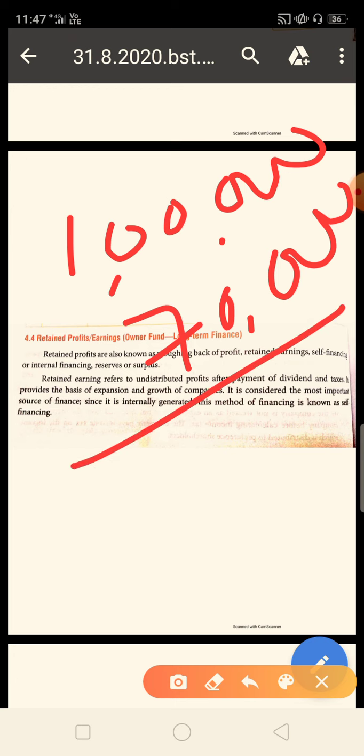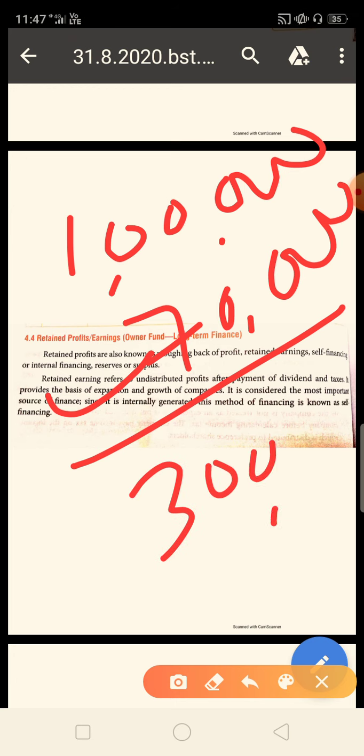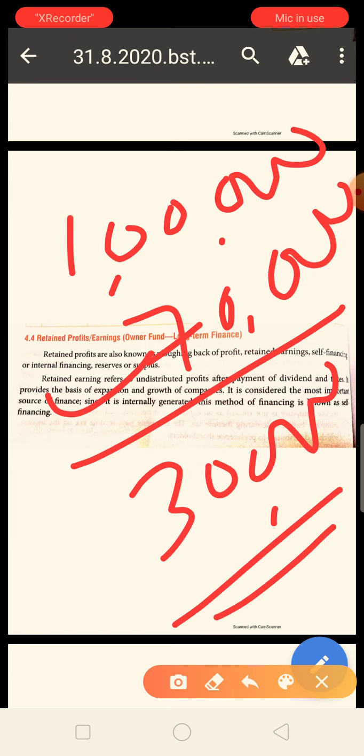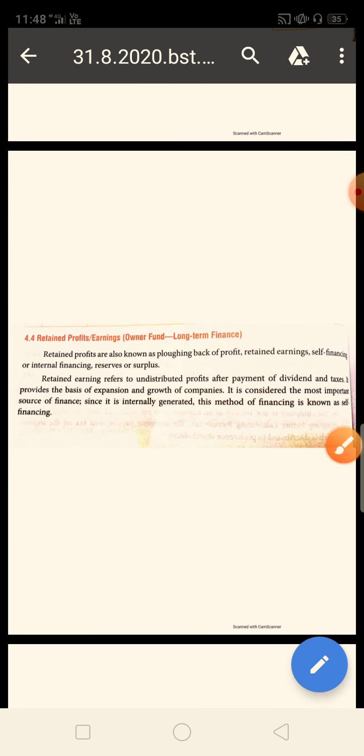The company wants to keep it with itself because of some growth plan, expansion and growth. For the growth and expansion plan, the company wants 70,000 to be retained in the business. So this is a retained earning. And another 30,000 the company wants to give as a dividend to equity shareholders, my dear student. So in that situation, the retained earning is 70,000, not 1 lakh. 1 lakh rupees is the total profit, but the company wants to retain 70,000 and distribute 30,000 as a dividend. So 30,000 will be distributed as dividend, and the rest will be retained.